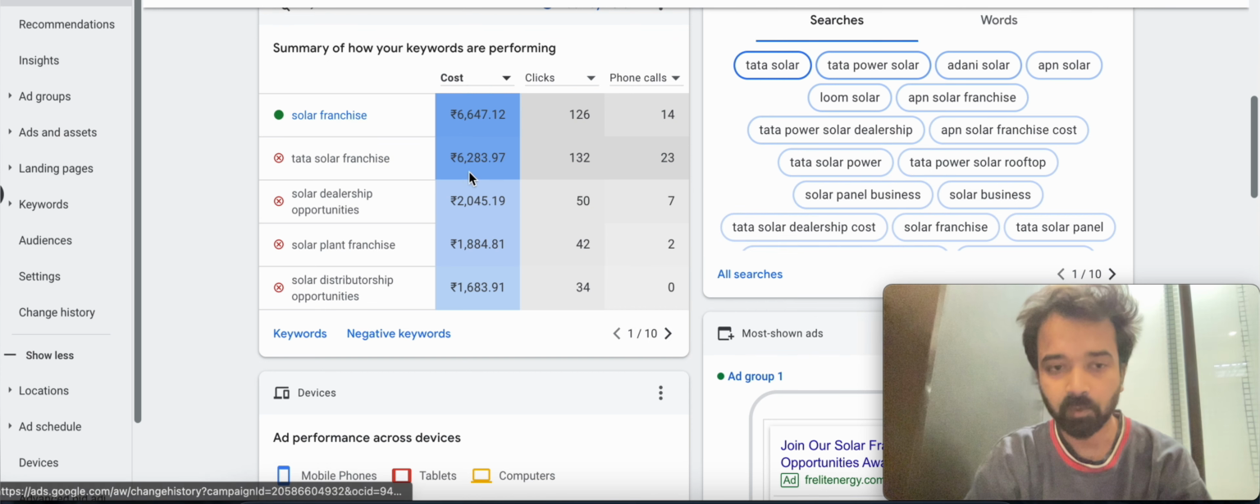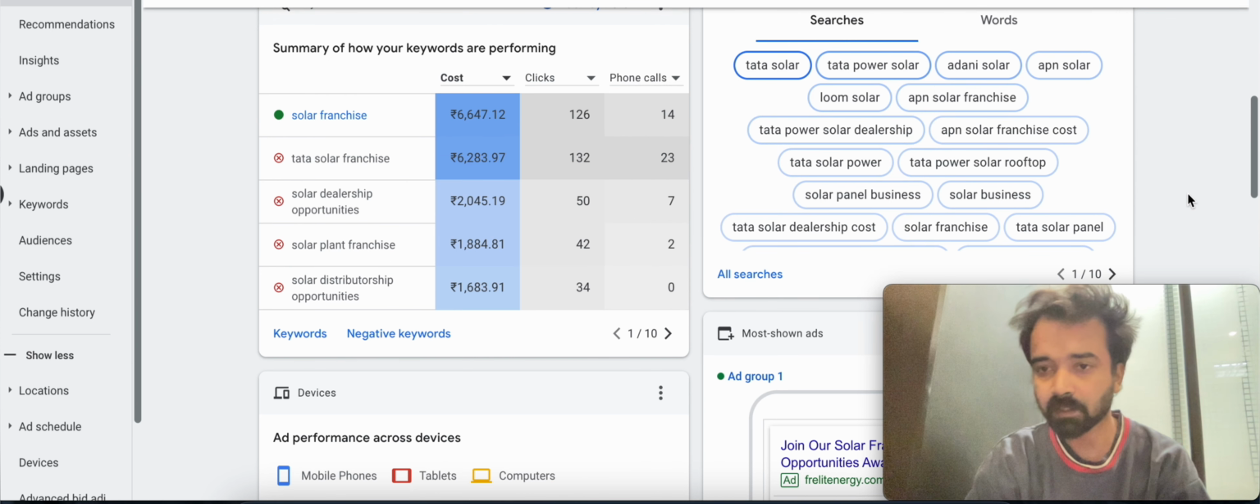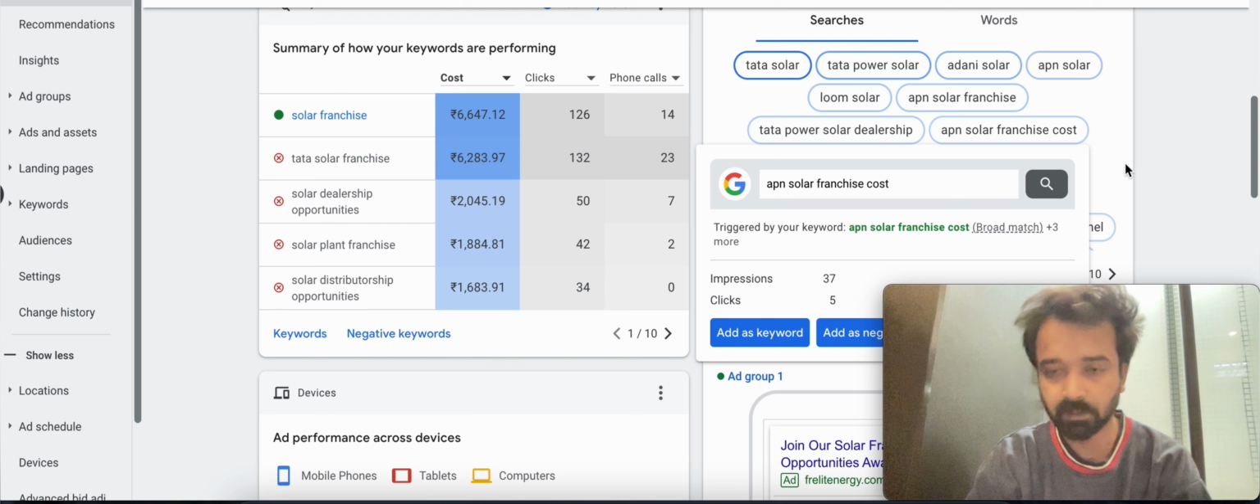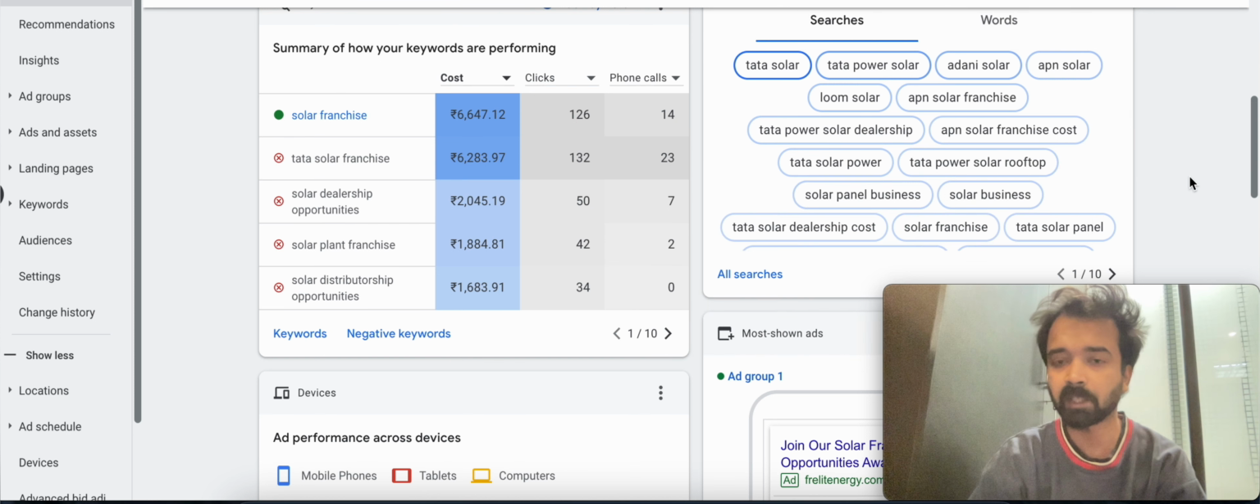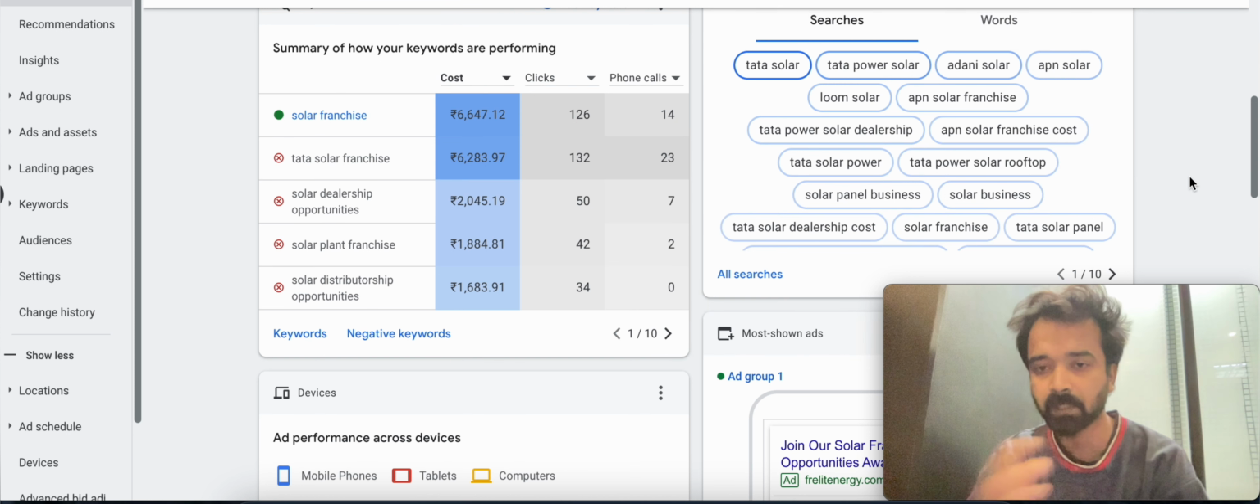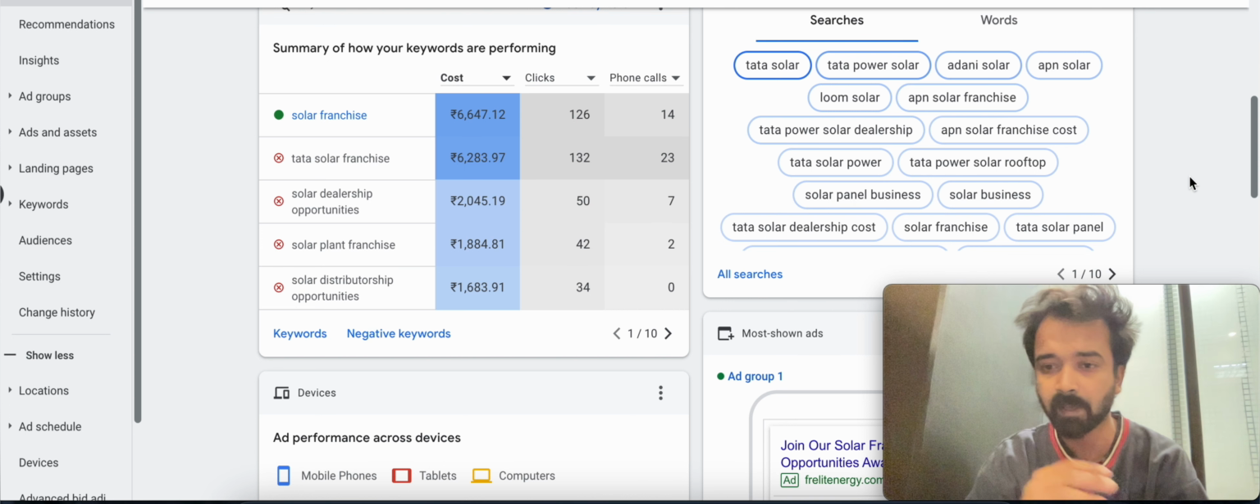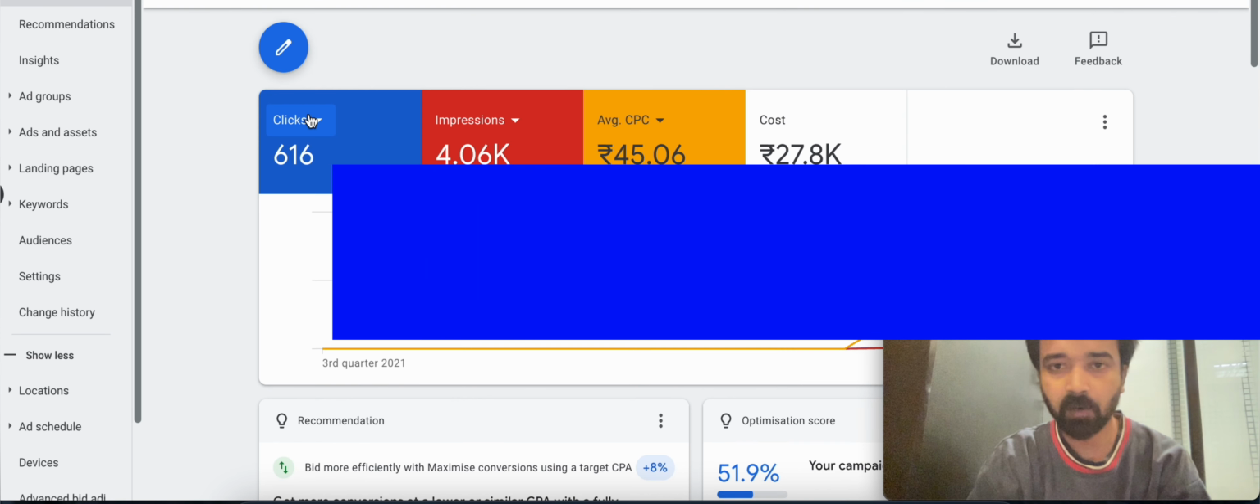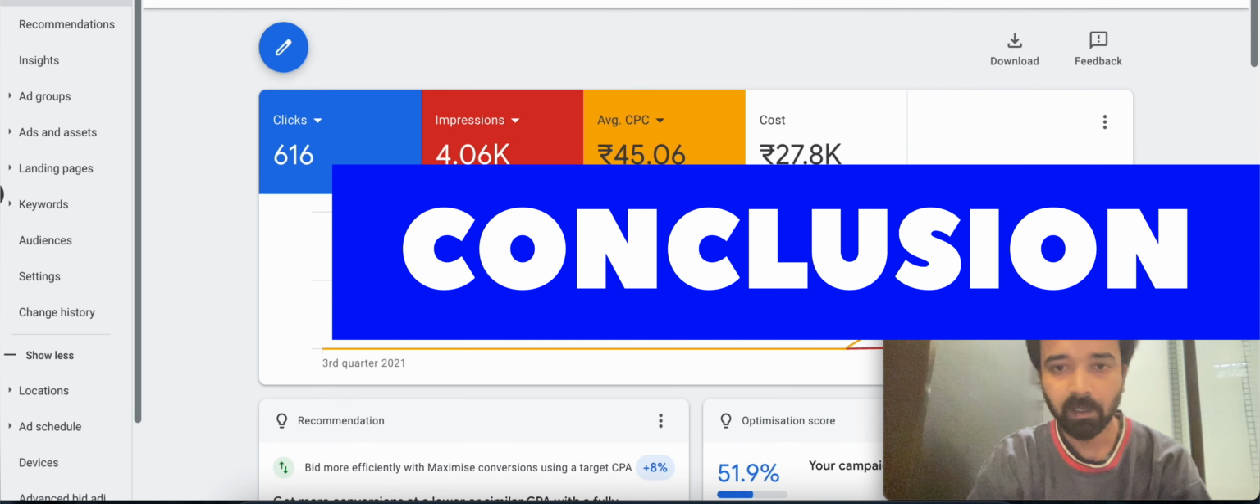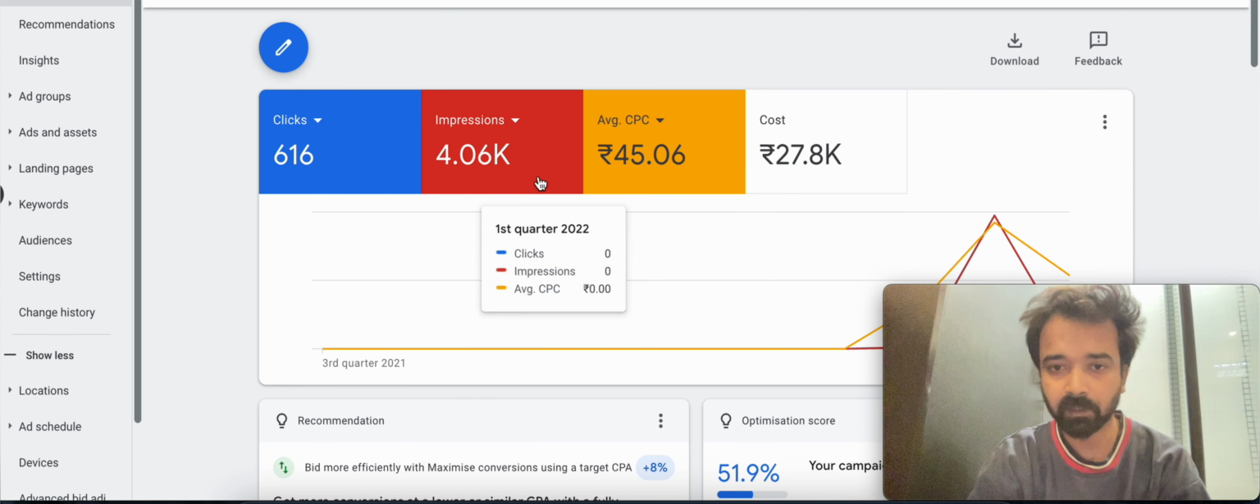First, do extensive keyword research, and then on the basis of your search terms, you have to discuss with your clients, and then keep on filtering out the bad search terms. Keep on adding the bad search terms to negative keywords, and keep on adding the good search terms to positive keywords. That's how you can pull off any campaign. This is the result of the solar franchise campaign that we are promoting.